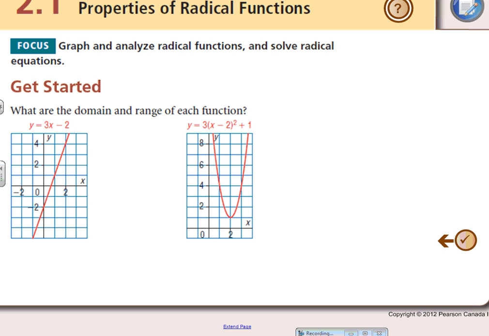In the domain here, because this first one is a straight line, we can use any x value and plug them in there. So we've got x as an element of the reals. For the range, if we can use any x values as we plug them in, those ends are going to go on and on forever in each direction. We're also going to be able to pop out any y values. So y is an element of the reals.